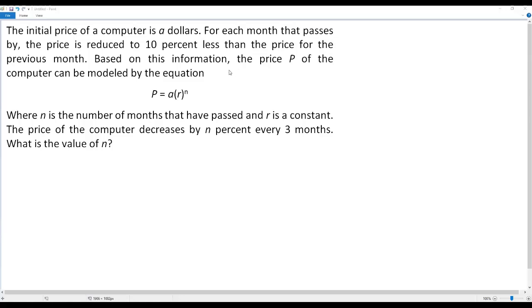Based on this information, the price P of the computer can be modeled by the equation P equals A times R to the nth power, where n is the number of months that have passed and R is a constant. The price of the computer decreases by n% every 3 months. What is the value of n?